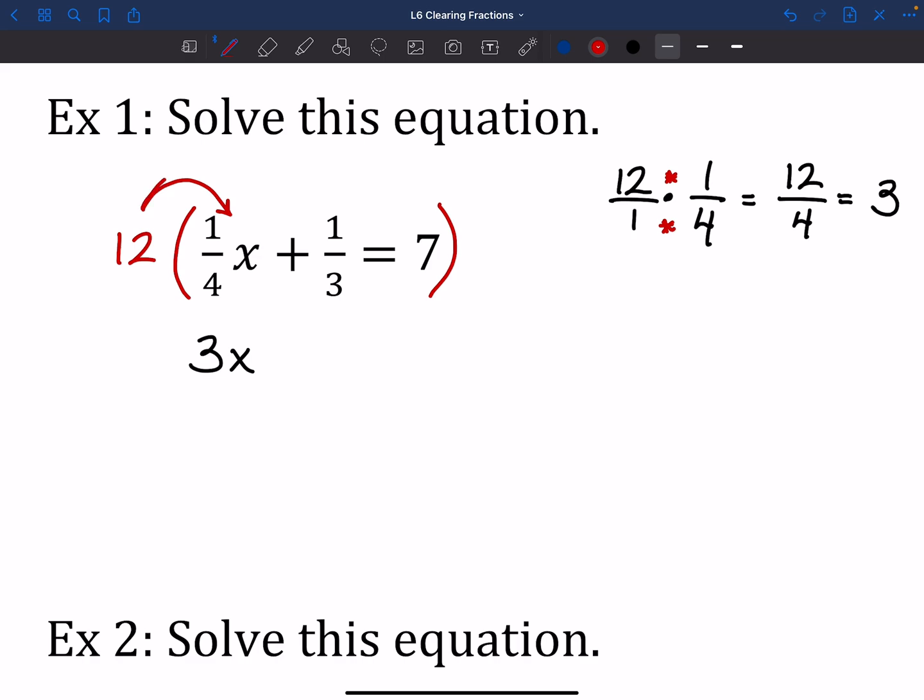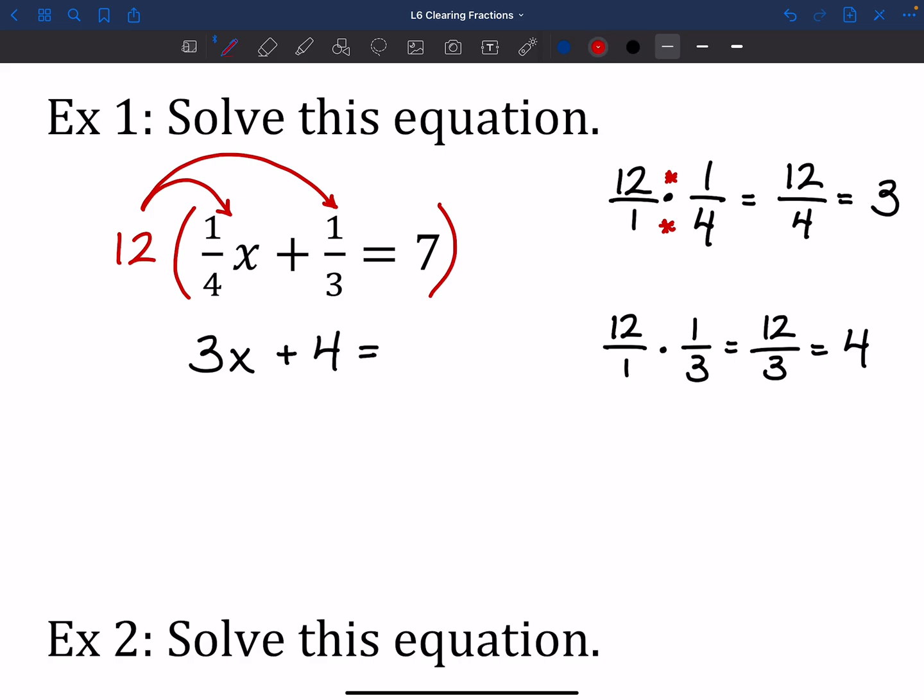So let's take this 12 and multiply it by 1/3 as well. So 12 times 1/3. If I do it out this way, 12 over 1 times 1 over 3, multiply the tops together: 12 times 1 is 12, and 1 times 3 is 3. 12 divided by 3 ultimately gives us 4. So plus 4.